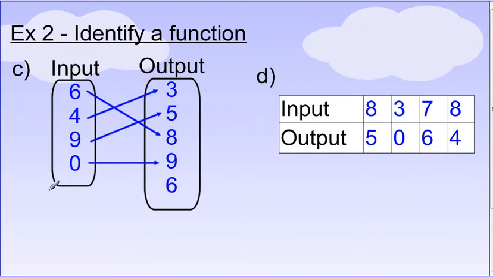Okay, so let's see. Letter C here. This arrow is going to 8, so 6 has one output. 4 has one output. 9 has one output. 0 has one output. So everything on the input, if I hit 6, I get 8 every time. If I hit 4, I get 3. If I hit 9, I get 5. 0, I get 9. It does not matter that this one's not used. It only matters that every time you have an input, it only goes to one output. So this is a function.